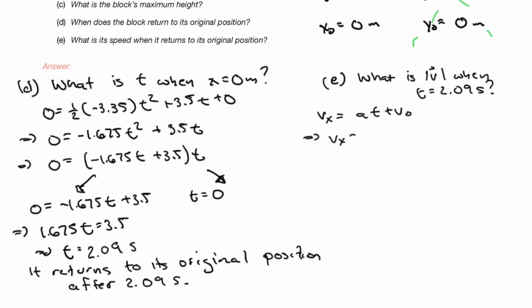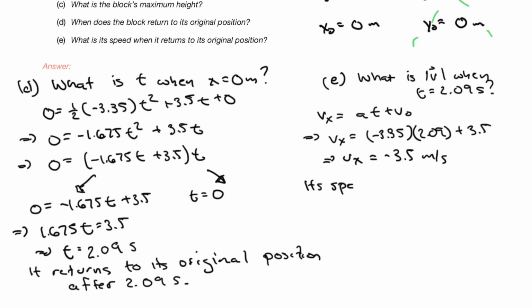We go ahead and plug in our values, and we solve, and you can see that v sub x is negative 3.5 meters per second, which is the negative of the original value with which it was originally sliding. And so its speed when it returns to its initial position is 3.5 meters per second.